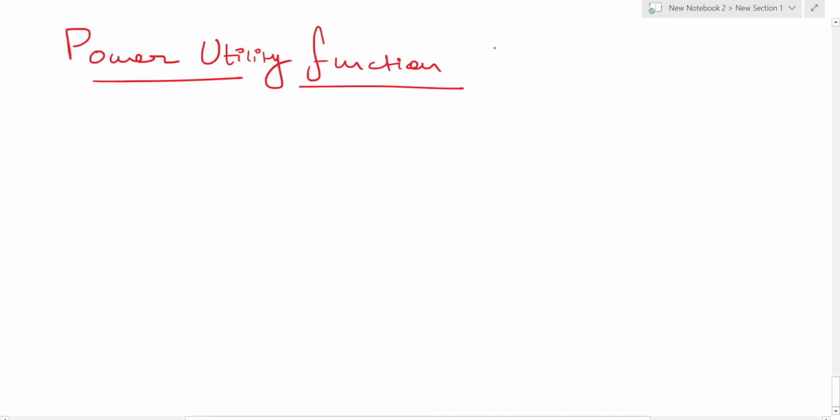So I'm going to discuss the next type of utility function with you, that is called the power utility function. This is another type of utility function which exhibits CRRA, that is constant relative risk aversion. I'm going to talk about this family of utility functions after I discuss the power utility function, and I'm going to tell you the link between the power utility function and the log utility function.